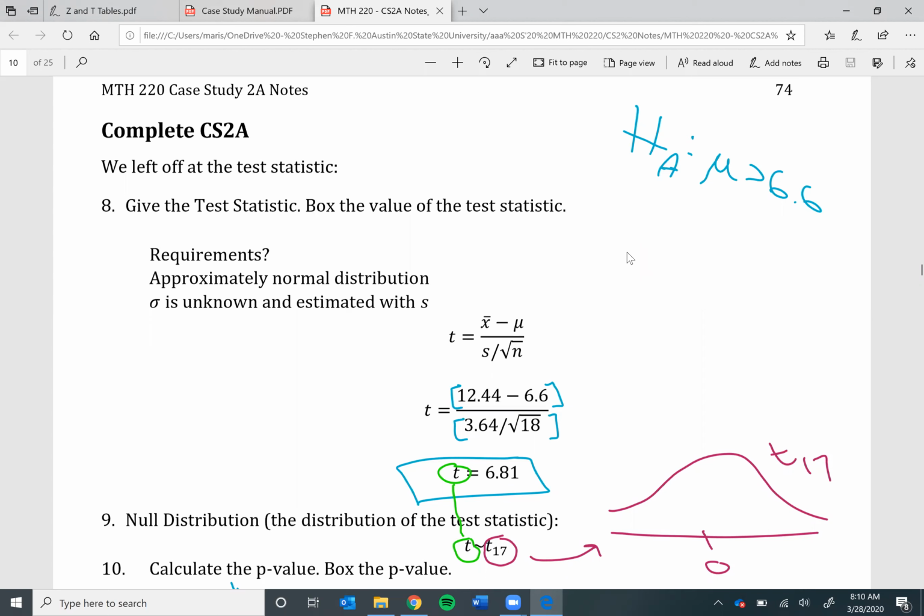Before we go on to the T-Practice, I want to talk about where we left off last time solving this test statistic. This was the test statistic for Case Study 2A, and I wanted to let you know where I got these numbers from.